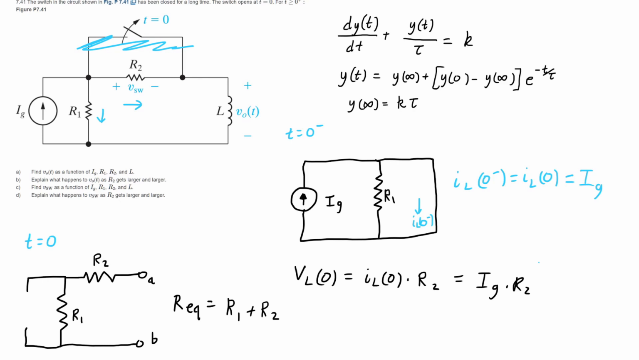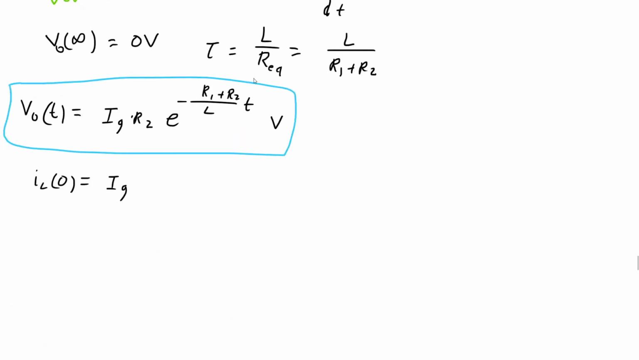And that means we can do kind of like a current divider. Now, if you remember, in the current divider equation, you take your opposite resistor to the one you want to look at the current through. So we want to find the current through R2. We're going to take R1, divide by the sum of the resistors, and multiply it by the source current, and that's going to be IL infinity.